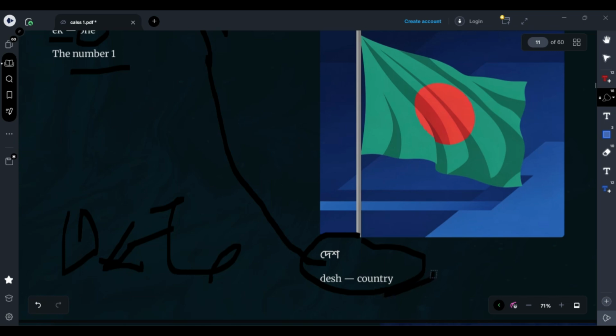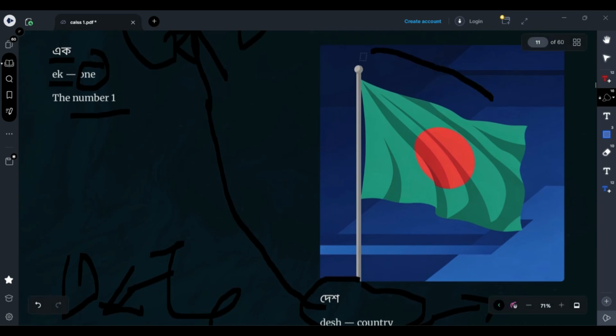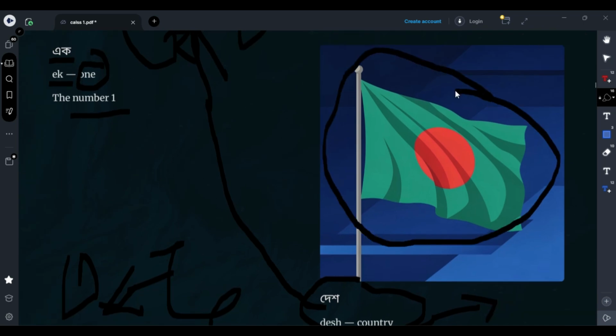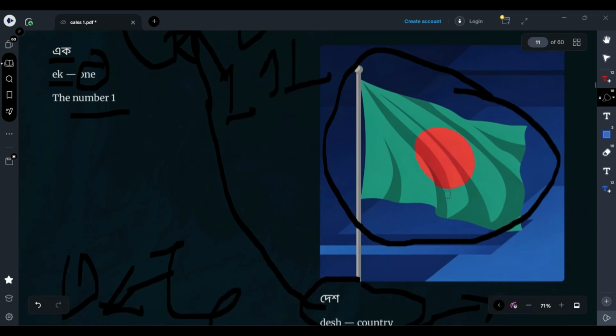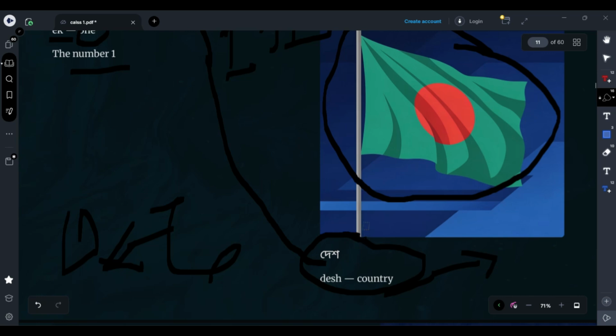It means country. So if you want to say country in Bengali, desh. Desh means country. And I think you guys know this is the flag of Bangladesh, and we got victory in 1971. And this is our national flag, and desh means country.